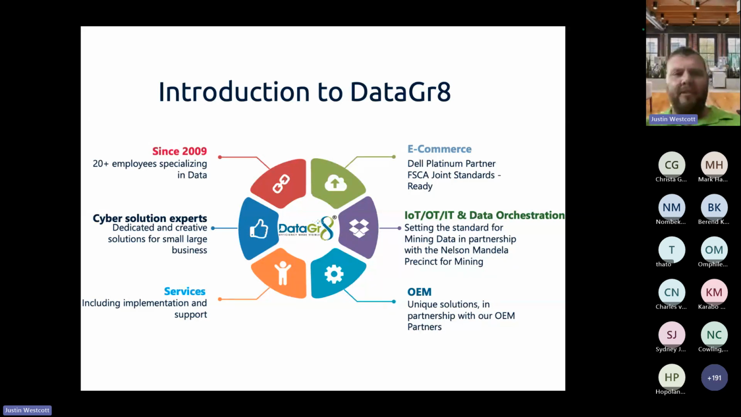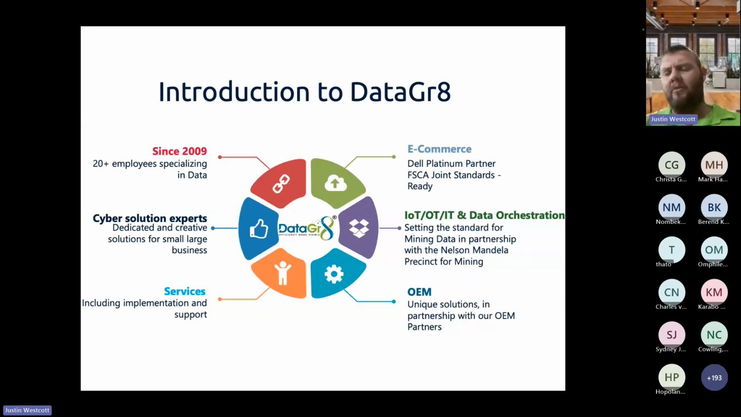Datagrate started in 2009. We've got more than 20 employees, always been a niche company, started in the data space and eventually moved across into not just data, but backup, and then archiving, security around data, and then into cybersecurity, and fully fledged into the future. We've also gone into OT, industrial IoT, and going forward. So our focus has been the data plane, for lack of a better description, and obviously, as part of our data orchestration journey, the security that drives that.